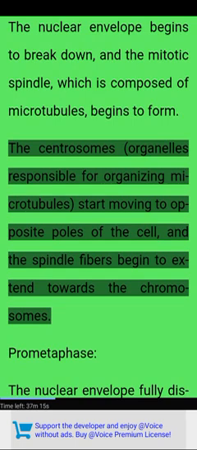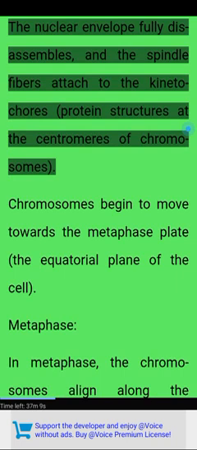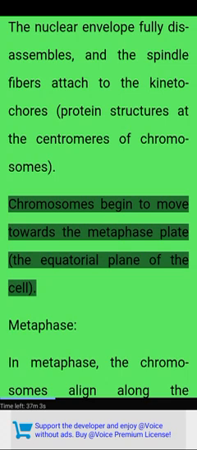The centrosomes, organelles responsible for organizing microtubules, start moving to opposite poles of the cell, and the spindle fibers begin to extend towards the chromosomes. Prometaphase. The nuclear envelope fully disassembles, and the spindle fibers attach to the kinetochores, protein structures at the centromeres of chromosomes. Chromosomes begin to move towards the metaphase plate, the equatorial plane of the cell.